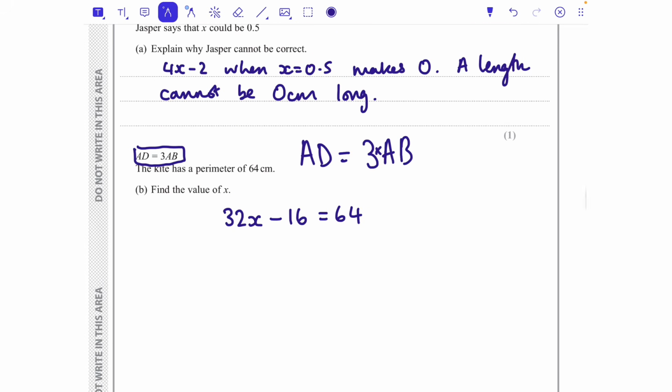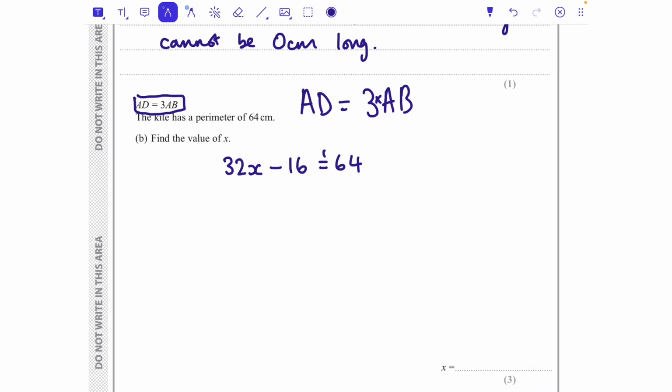And then we need to solve it. They've asked me to work out the value of x, so exactly the same as we've just done in the previous question. I'm going to add 16 to both sides to get rid of the minus 16. So we're left with 32x equals 80.